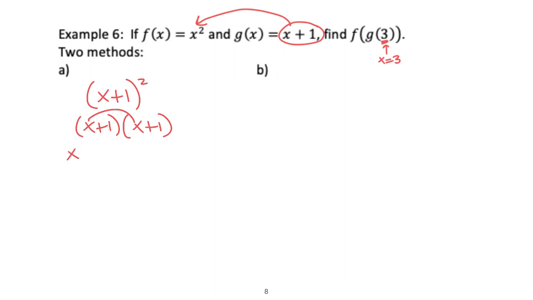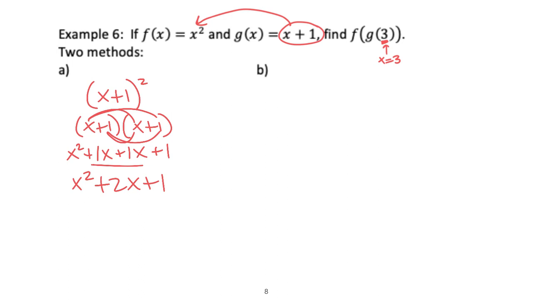So x times x is x squared. x times 1. 1 times x. And 1 times 1. Which we can put together some like terms. 1x plus 1x would be 2x. And that's really as simplified as we can get.